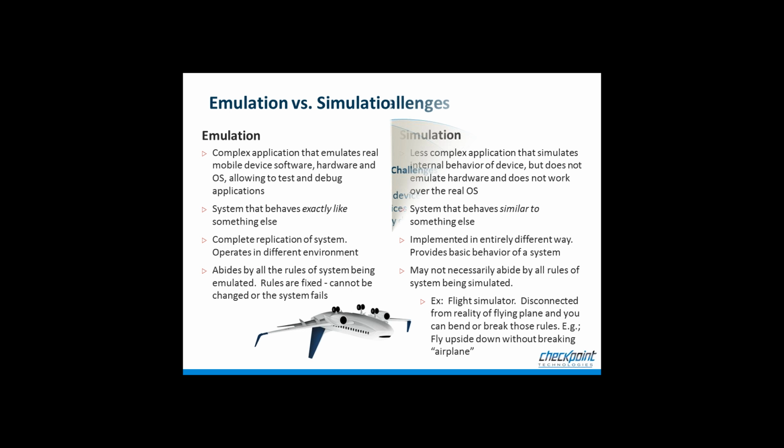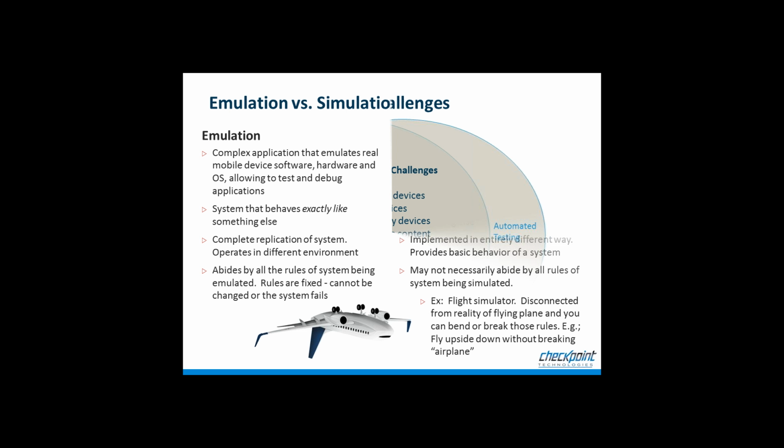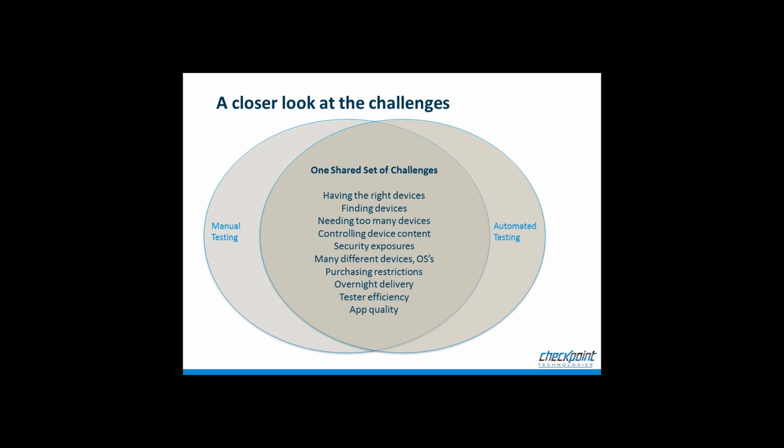So simulation, obviously, is similar to what you're trying to duplicate. A great example, you see the upside down airplane there, is a flight simulator. It's disconnected from reality, lets you fly that plane upside down without breaking anything, but it does let you break the rules. But again, the best case scenario is testing on real world devices.